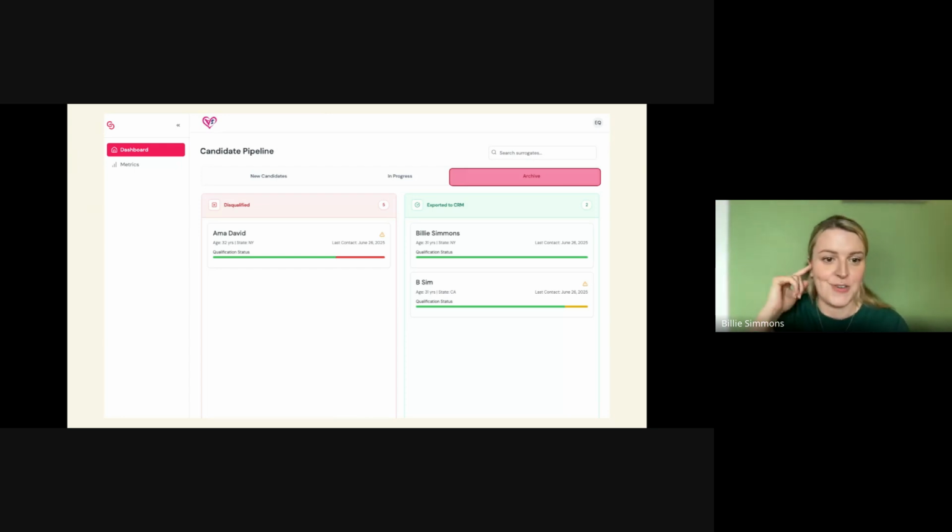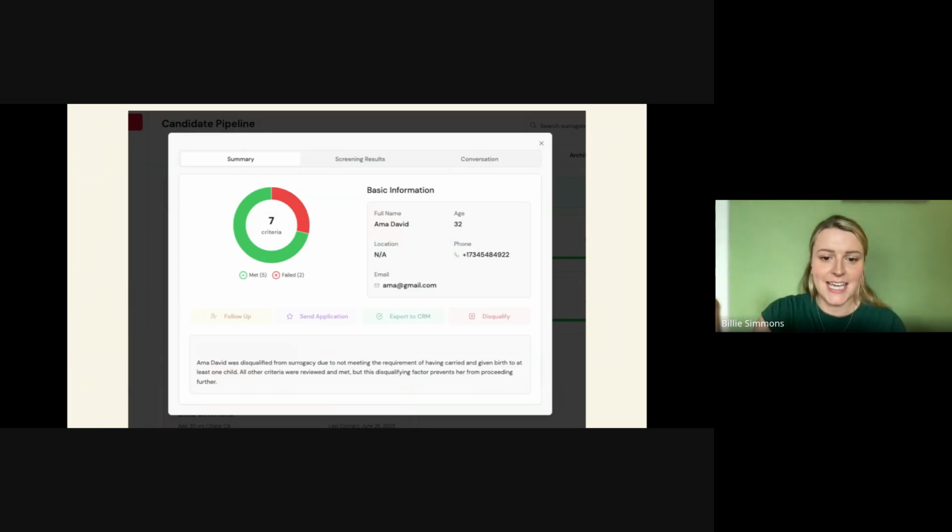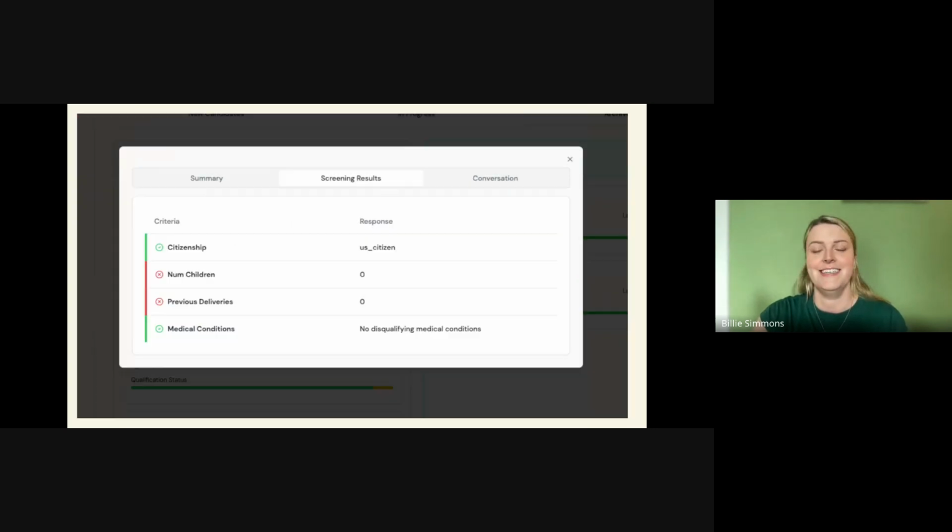So let's click into Anna David. You can see here, she's never actually carried and given birth to at least one child. So really basic. We hear this all the time from agencies that they're getting applications from people that have never even had children before, which we all know is a hard DQ. So the goal here really is we've saved you the time and effort of chasing down Emma, getting her on the phone, only for her to say, oh, I actually don't have any kids. And so that's really the beauty.